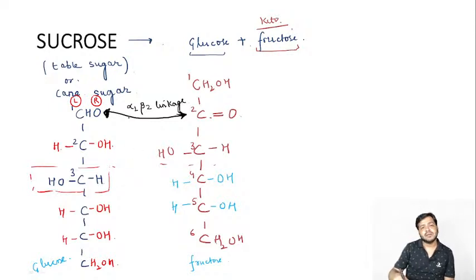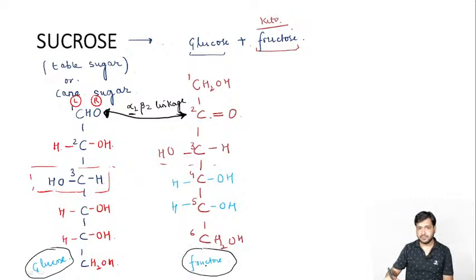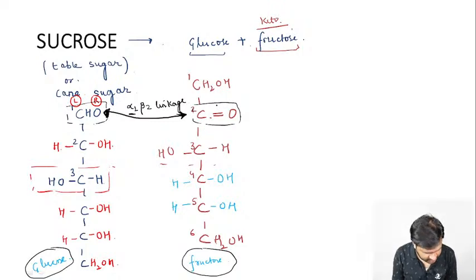Meanwhile, I'm just explaining: alpha 1 because we have one structure, that is glucose, beta 2 because we have another structure, that is fructose. We have two different structures and two different functional groups over here, one is the aldehyde group, one is the keto group. So basically, yeah, it is a non-reducing sugar. Perfect, Siddhi.